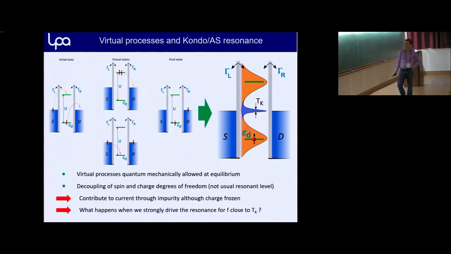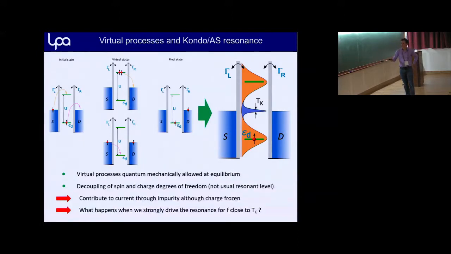So then there is a down spin, and so they have the same energy. But what you see is that you have flipped the spin, whereas the charge is exactly the same between initial and final state. This means that you have essentially decoupled the spin and the charge degrees of freedom, which is completely different from what you would have from a resonant level. And in fact, when you sum up all these processes and take into account the Fermi sea, this leads to this many-body resonance called the Kondo resonance.